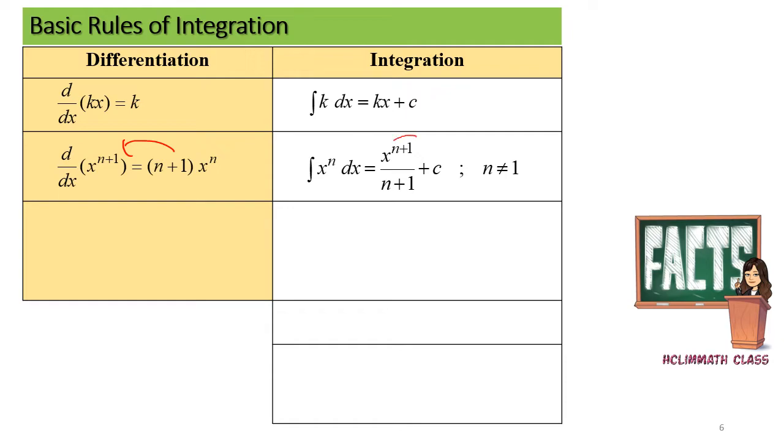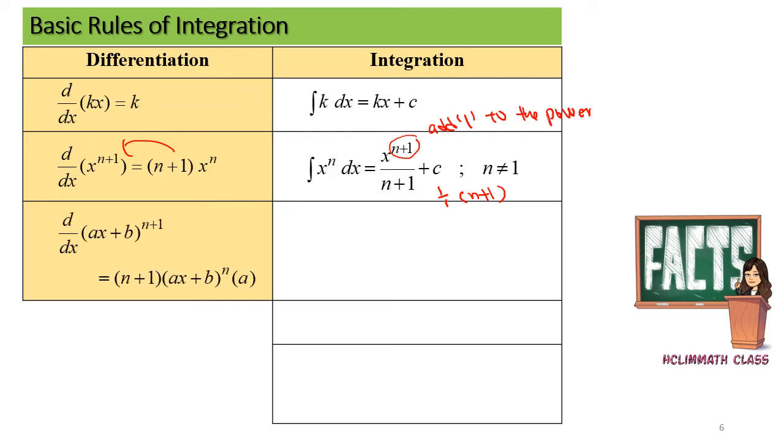So you have to keep in mind that you must add 1 to the power first, and only then do you divide by n plus 1, the power after you add 1. So they are the reverse process. If we do differentiation, we bring down the power, we multiply first, and only then we subtract. For integration, we have to add first, and only then we do the division.